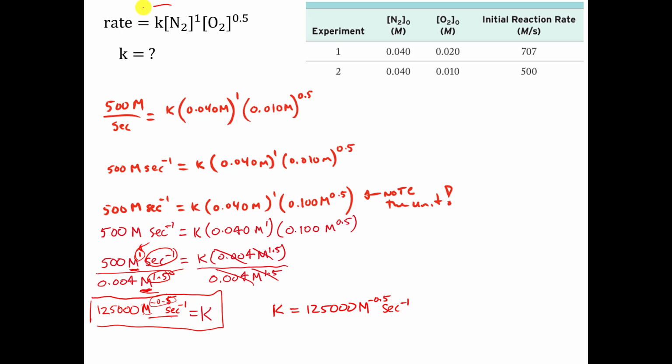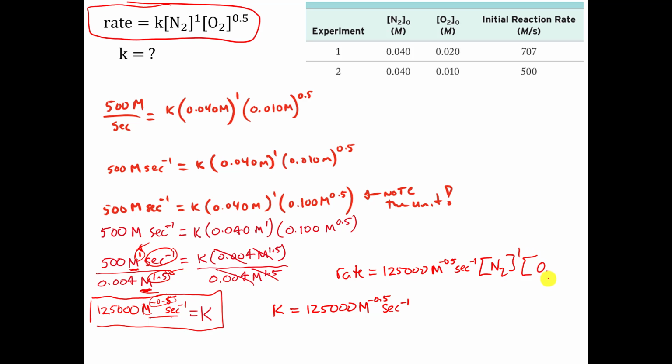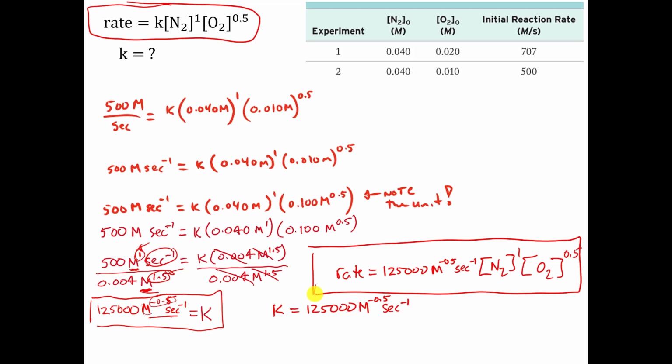And if you wanted to put it back into the rate law equation, you would basically say the rate of the reaction is equal to 125,000 molar to the negative 0.5 seconds to the negative 1 times the nitrogen concentration to the first power times the oxygen concentration to the 1/2 power. And this would be our complete rate law equation. So that was a pretty tough problem to work through. Certainly the square root bit I don't expect you to be able to do.